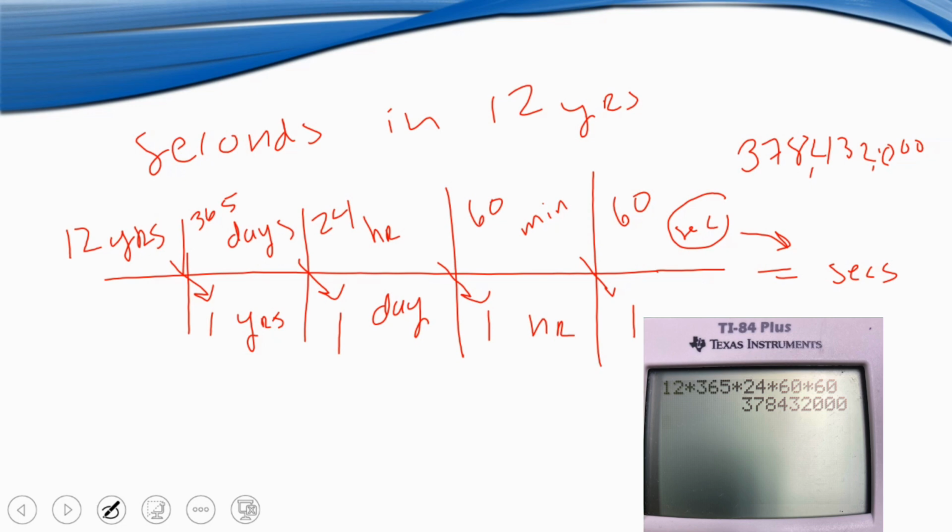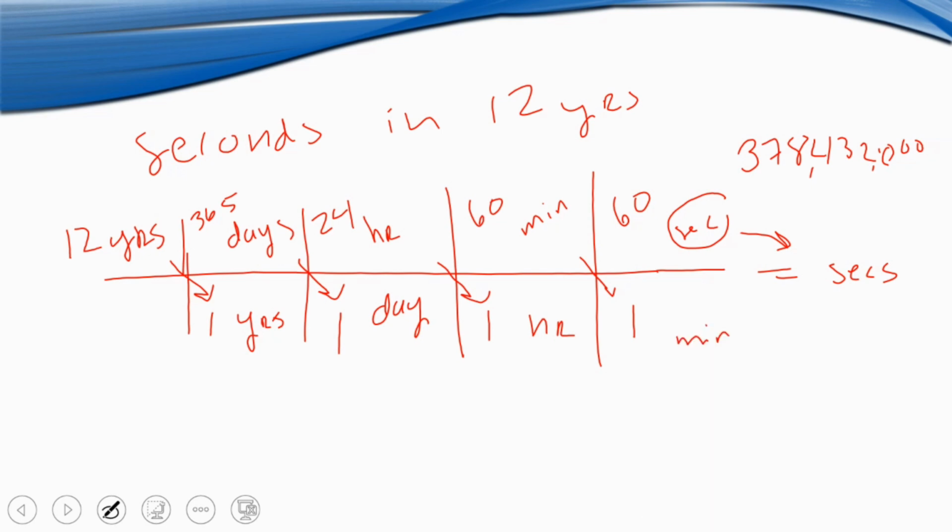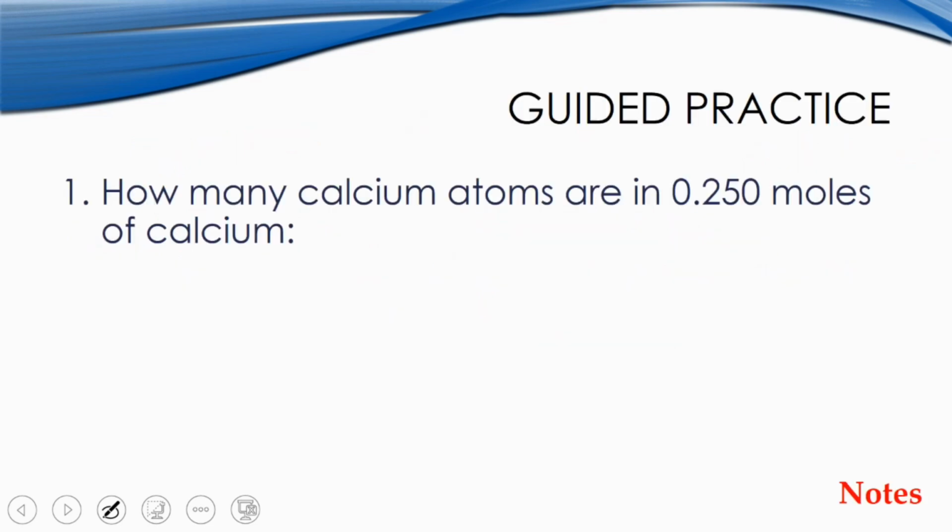So this is the same process we're going to follow. It's just that we're going to take it really slow and we're going to do relationship by relationship. And towards the end of the unit, we're going to put them all together. So let's go ahead and get started with some practice problems.